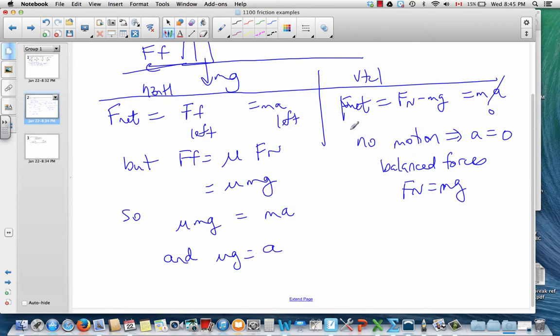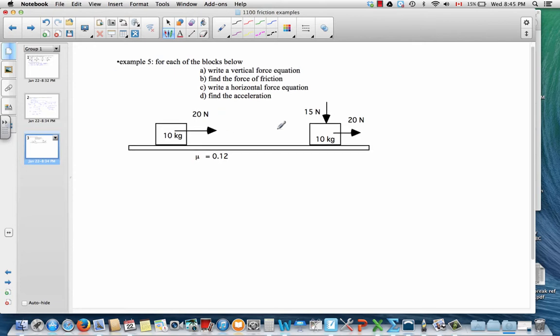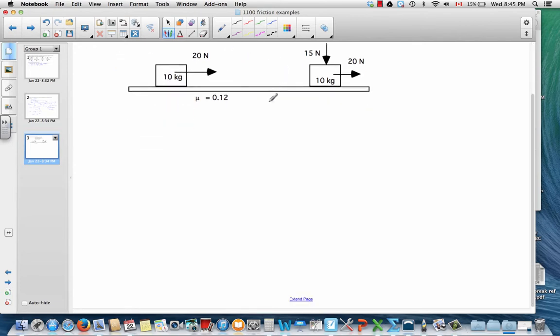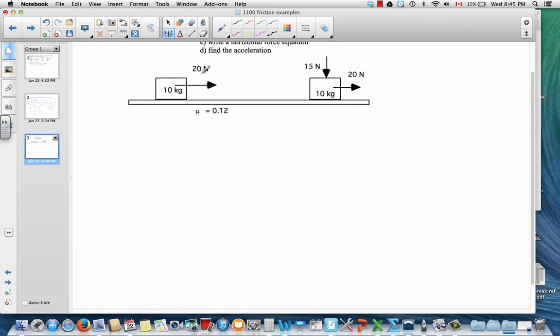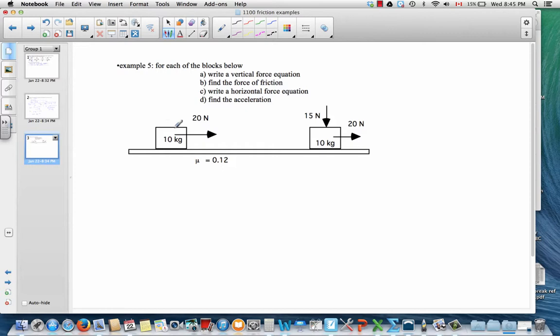So this problem introduces the idea that we're going to analyze force components just like we analyzed velocity components in the projectile motion problem. Here's another example. This is actually two problems here in one. We're pulling a block here just with a force of 20 newtons, and then we come along and we push down on it a little bit more. So this is two questions in one.